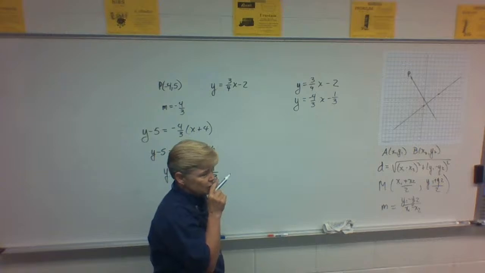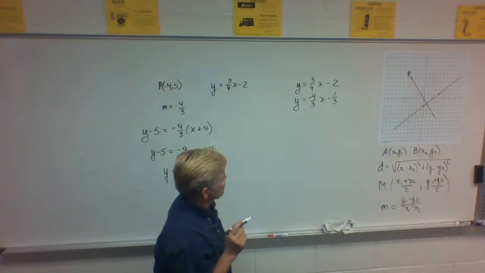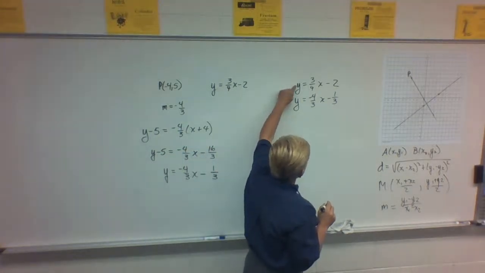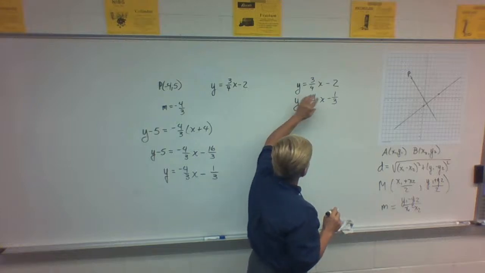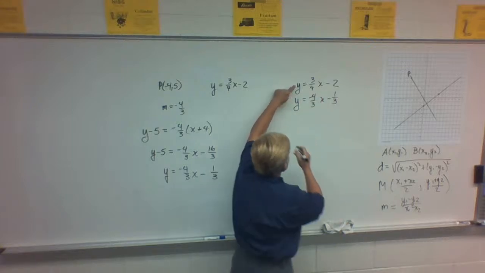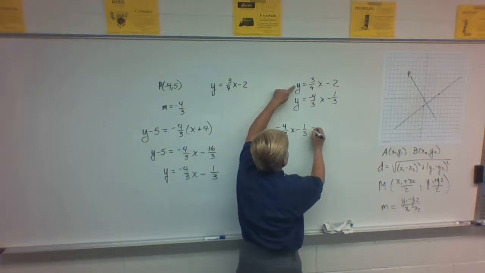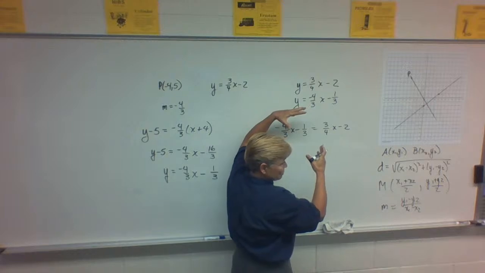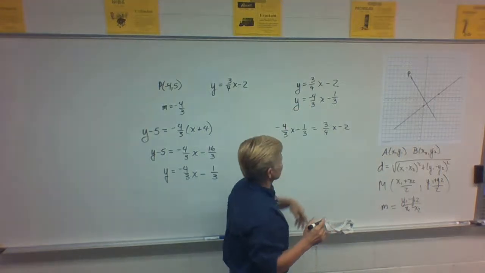Do you remember how to solve a system? The easiest way in this case is substitution. I'm going to rewrite this equation, but instead of writing y, I'm going to write this, because that's what y is equal to down here. I'm going to substitute this for the y up here. It looks like this: -4/3 x - 1/3 = 3/4 x - 2. Do you understand the substitution? Everybody clear? Okay. Now I've got to solve this for x.